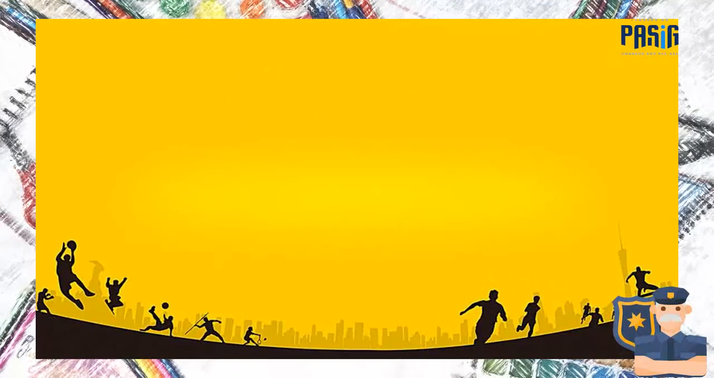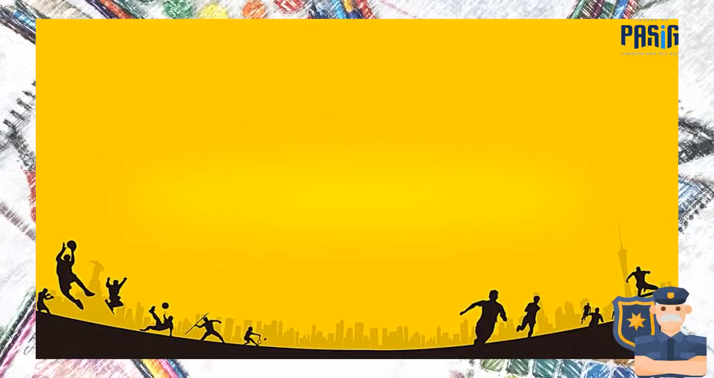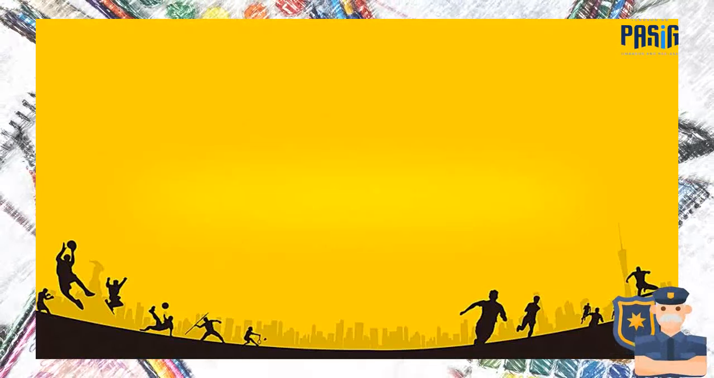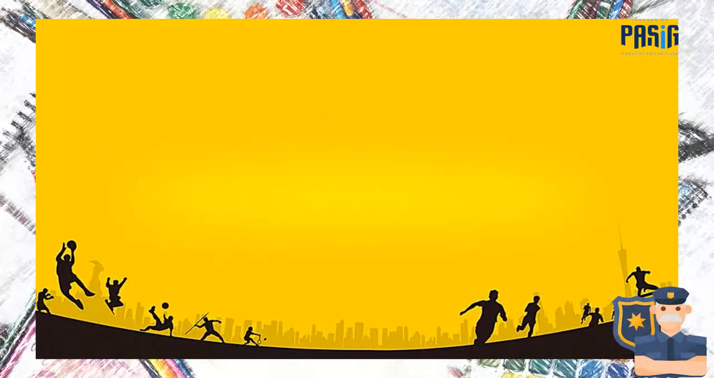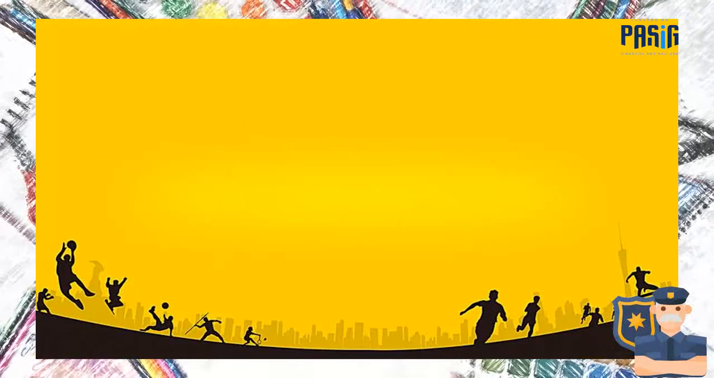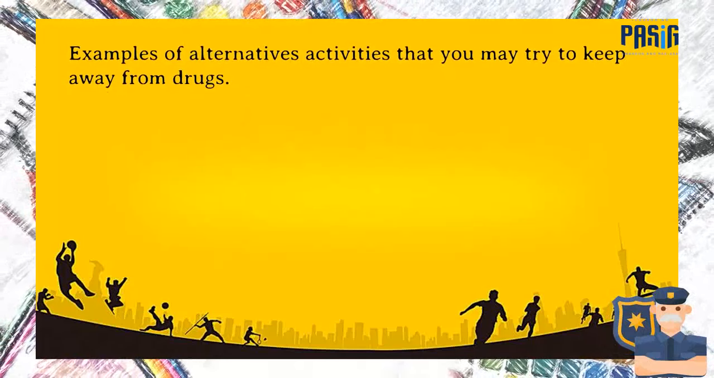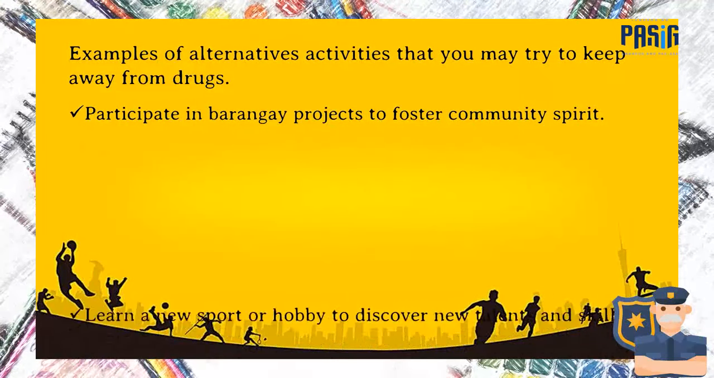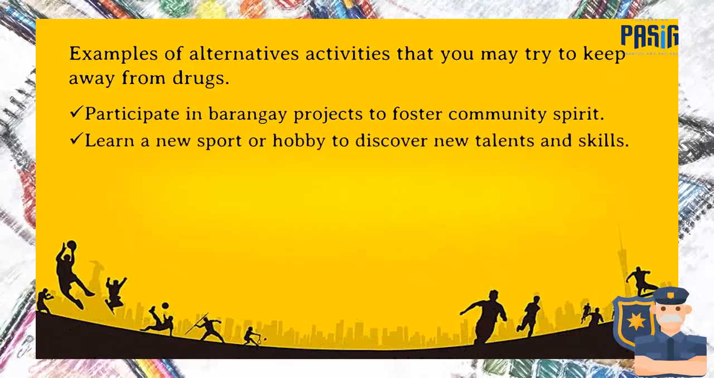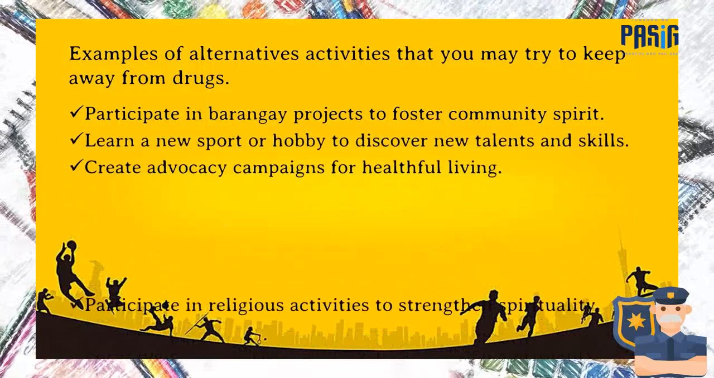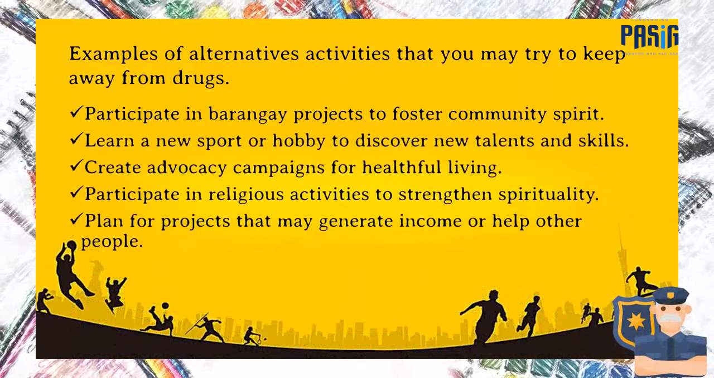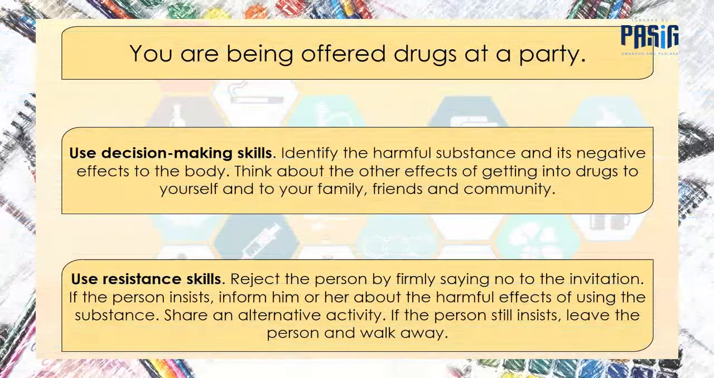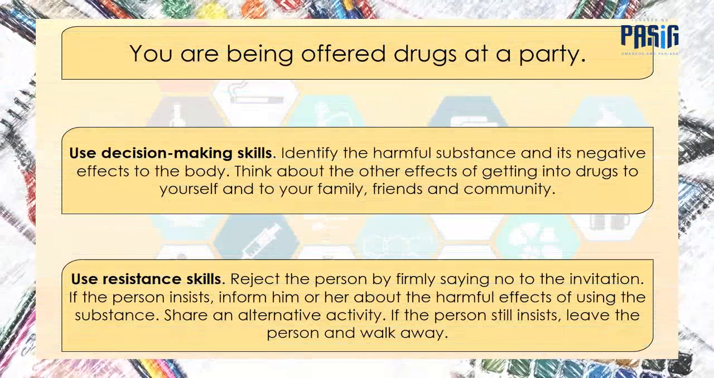Decision-making skills allow a person to reflect on the possible consequences of an action he or she is about to make. Resistance skills include the ability to reject a negative influence. These are examples of alternative activities that you may try to keep away from drugs. This is an example of how to use decision making and resistance skills.